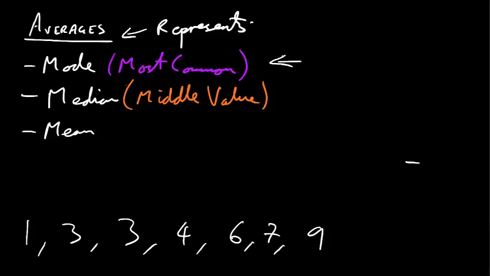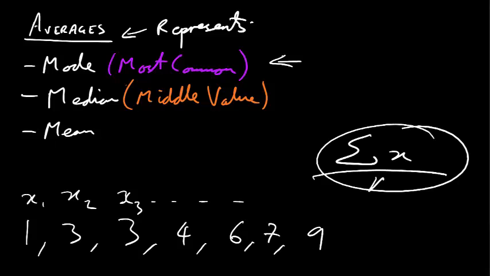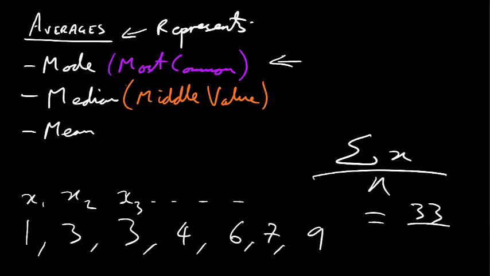And then the mean is nice and easy. You just add them all up, the sum of all the values which I have. I call this one x1, this one x2, x3, and so on. I add all my values up, then I divide by the number which I have, which in this case is 7. I add them all up, it's 33. Divide by the number which I've got, which is 7. 33 over 7 is 4 and 5/7.